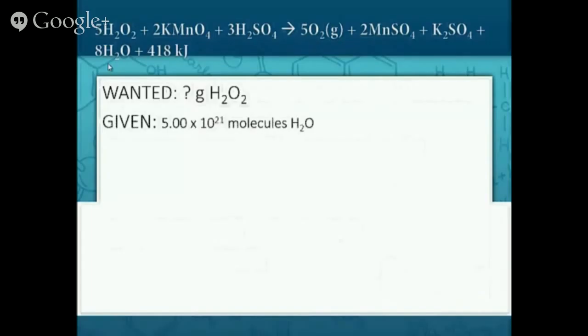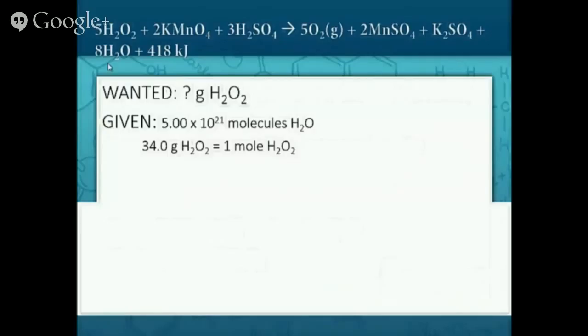So to solve this problem, we need to convert everything to moles. So if we want grams of hydrogen peroxide, we're going to need to know how many moles that is. So 1 mole of hydrogen peroxide is equal to 34.0 grams per mole. We get that from the periodic table.